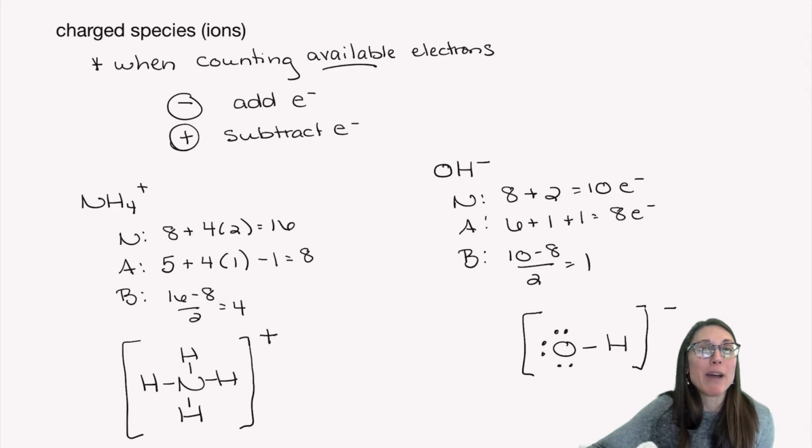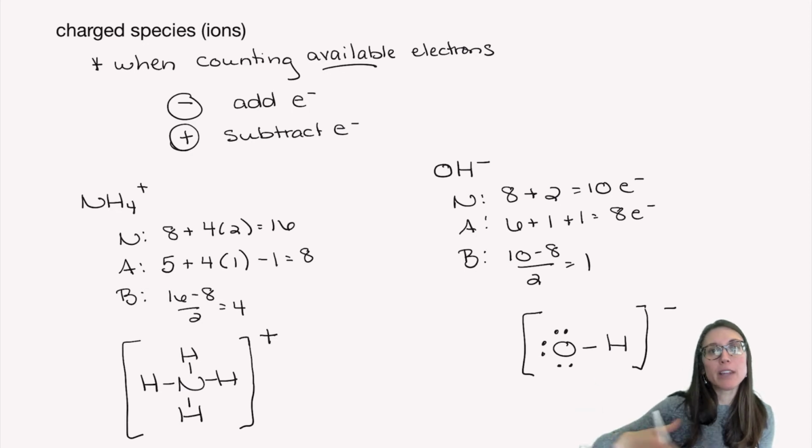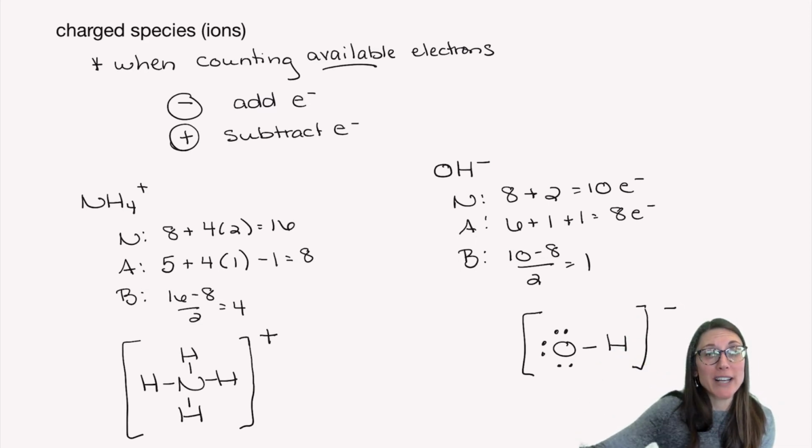If the charge had been minus 2, I would have added 2 electrons to it. If the charge had been plus 3, I would have subtracted 3 electrons. So if it's positive, you're subtracting electrons equal to whatever that charge number is. If it's negative, that's how many electrons you're adding to your available count. Okay, that's exception or extension number 1.